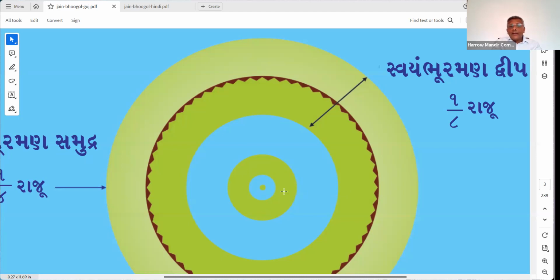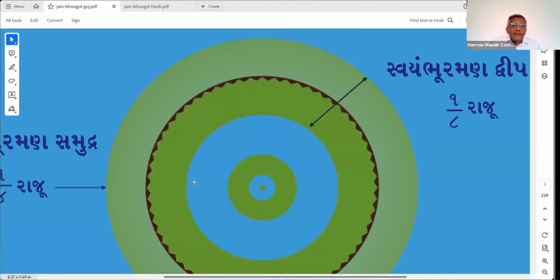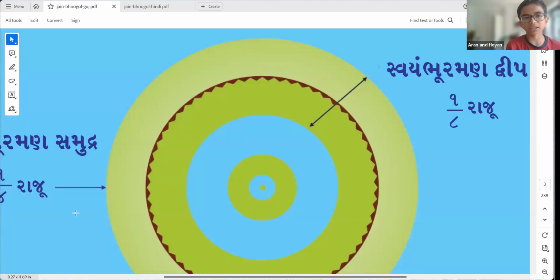island of Dhatki Khand. So what is the width on the east side here? How much will this width be? This width here? Aaron, would it be 1 million? No, it can't be 1 million. So it's 100,000. And this is 200,000. So how much will this be? 400,000. So this ocean will be how much again?